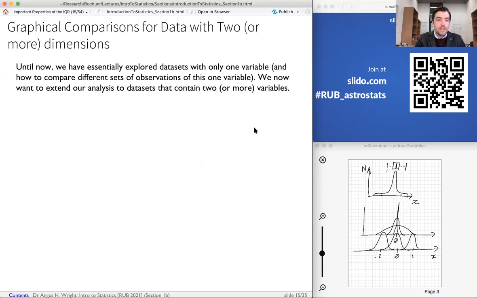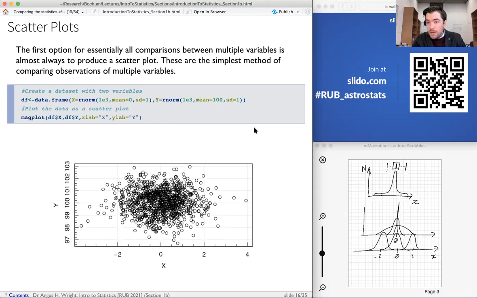Great. I hope that's been clear. We're now going to leave comparisons of distributions of one variable behind, and we're going to start looking at distributions of two variables or more variables. And the primary way that you compare distributions of two variables, so how do I compare observations in X and Y, is by plotting what's called the scatter plot that you've all absolutely seen at some point, because I plotted it in the last 2 weeks.